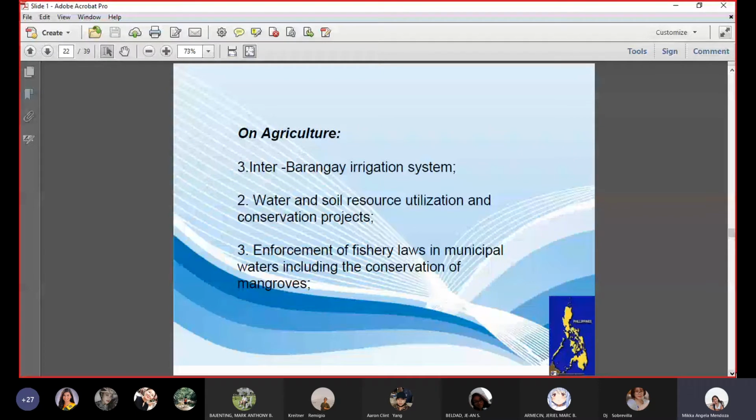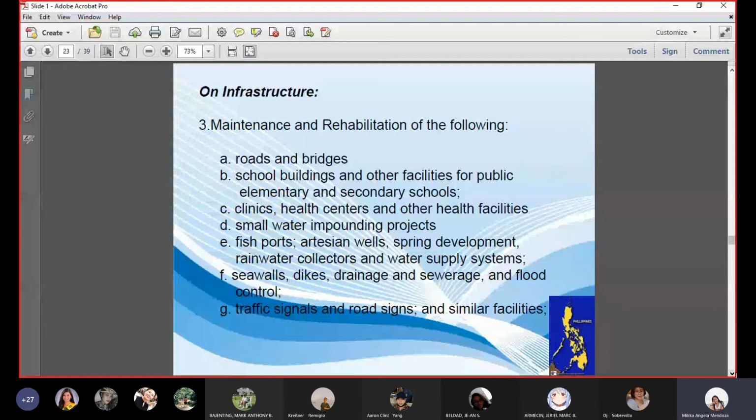How about on infrastructure? So, maintenance and rehabilitation of the following. Roads and bridges, very evident. We have many projects and programs in rehabilitation of the roads and bridges. We have school buildings and other facilities for public elementary and secondary schools. We have clinics, health centers, and other health facilities. The small water impounding projects, fish ports, artesian wells, spring development, rainwater collectors and water supply systems, seawalls, dikes, drainage and sewerage and flood control, and also traffic signals and road signs and similar facilities.